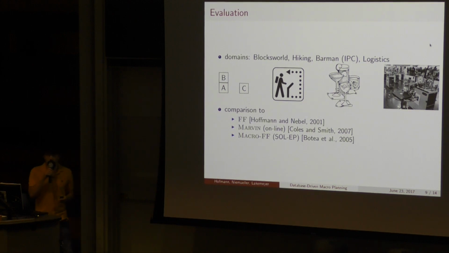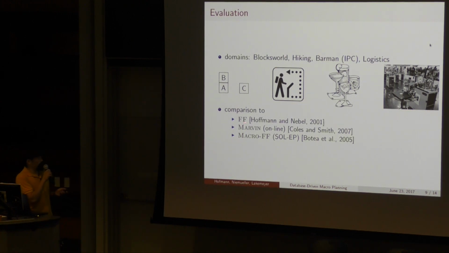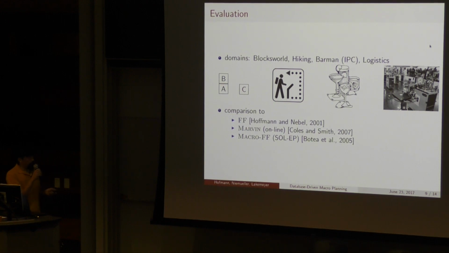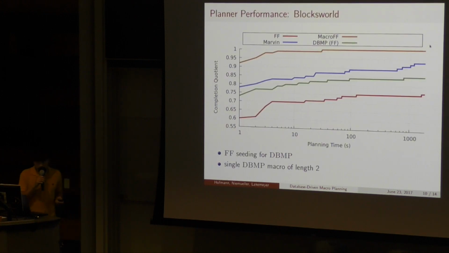Coming to the evaluation, so to evaluate our approach, we used 3 IPC domains, namely Blocksworld, Hiking, and Baumann, and we also used an example from the Logistics League, and we compared our approach to Fast Forward without any macros, Marvin, which is an online macro planner, and MacroFF, in the SOLAP configuration. So for the Blocksworld domain, we can see, oh yeah, I should mention we used Fast Forward for seeding, and we used a single macro of length 2 for this domain. And we can see here that MacroFF performed the best.